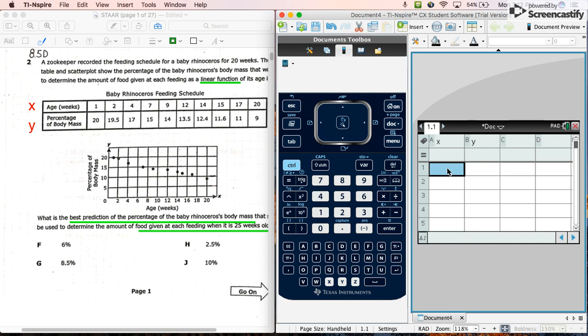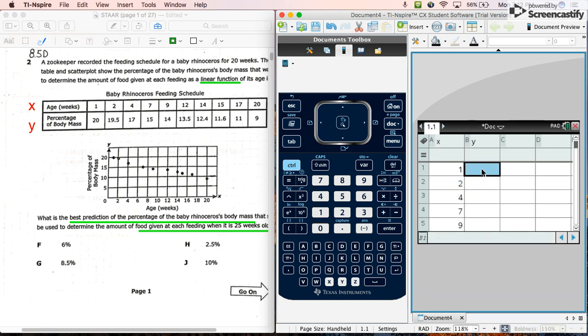What I always tell my kids to do is put in all the X values first. So I'm going to put a 1, a 2, a 4, a 7, a 9, a 12, a 14, a 15, a 17, and a 20.